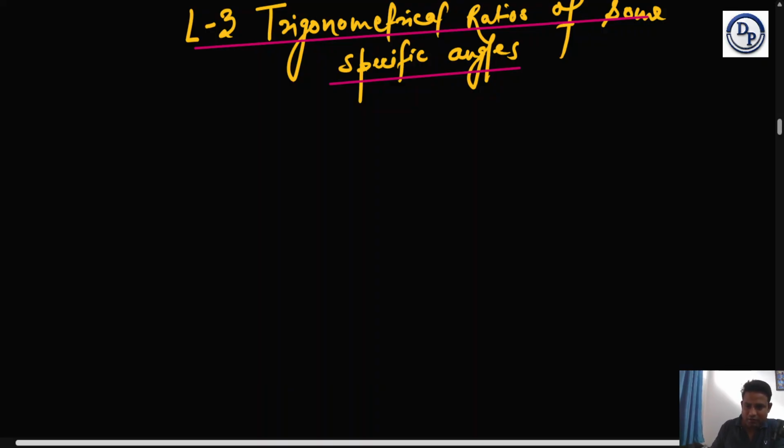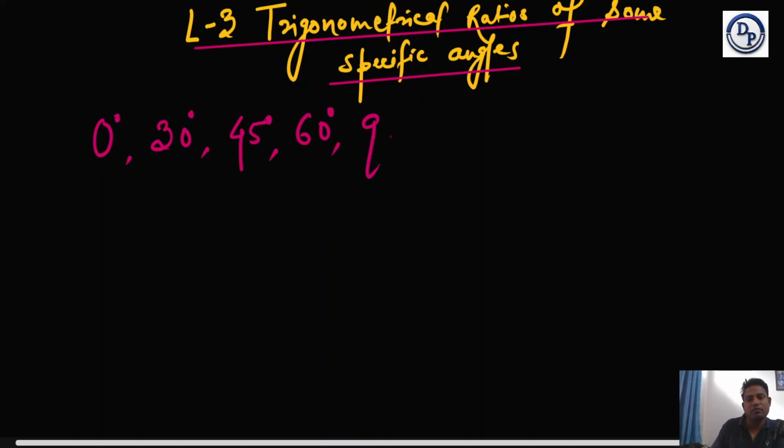So for this purpose, first of all, I'm going to mention the angles which are specific to us in class 10. The angles are 0 degree, 30 degree, 45 degree, 60 degree, and 90 degree. This is what we have to learn about. There are five angles for which you have to find trigonometrical ratios, that is all sine, cos, tan, and the reciprocals as well.